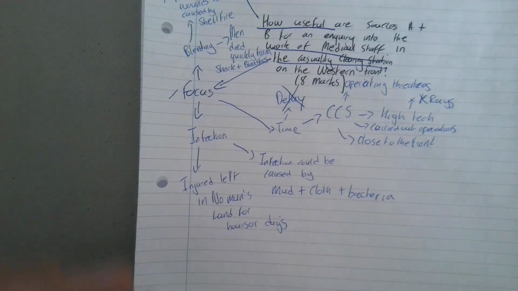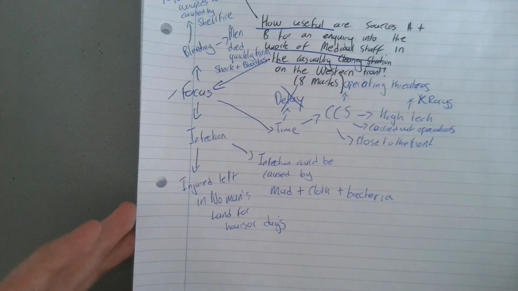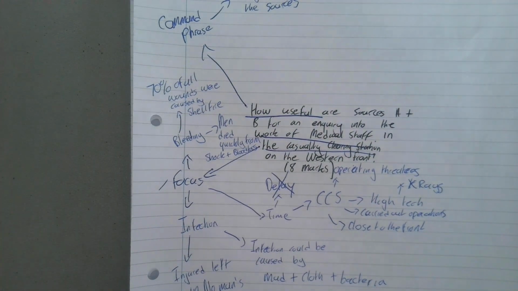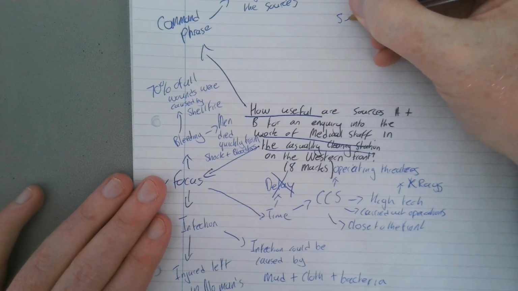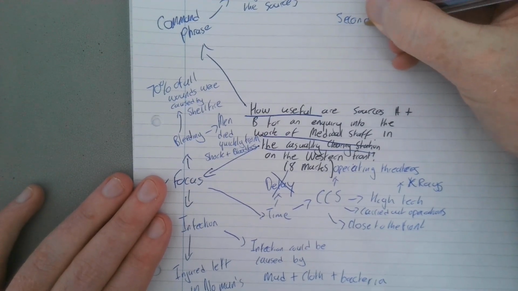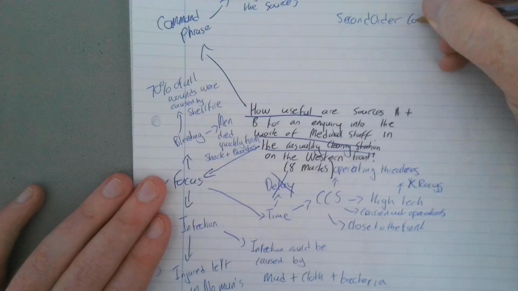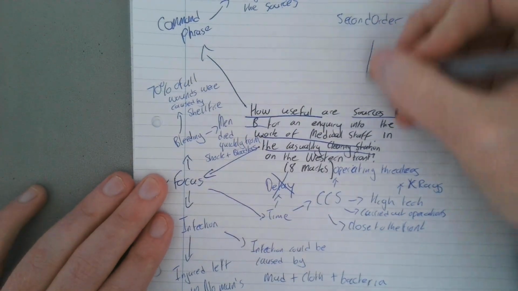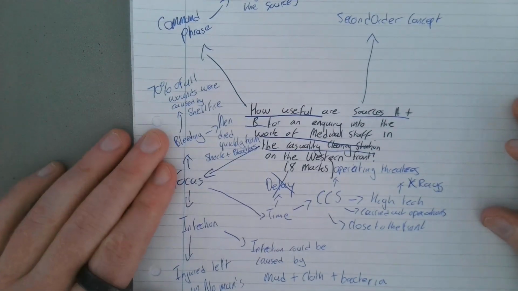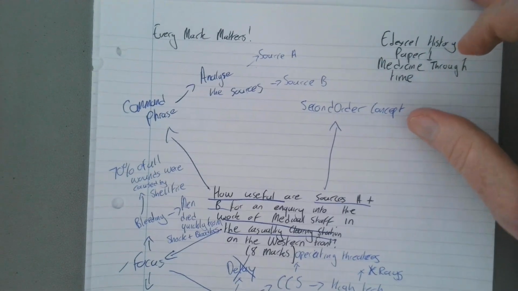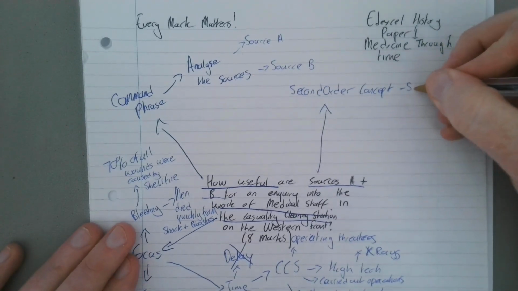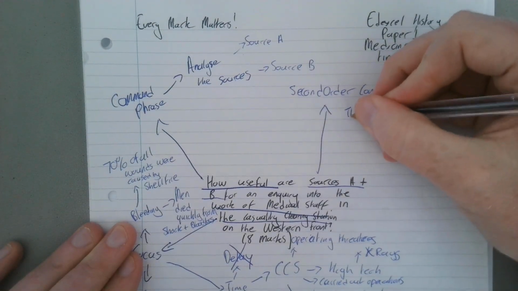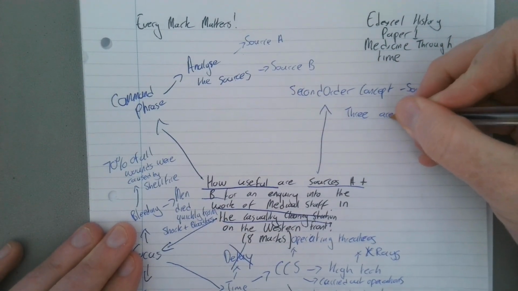Over time, we're going to build up knowledge around these terms. The final key to our puzzle here is what we call the second order concepts, and our second order concept is sources A and B. I just really want to make something clear. When we are analysing sources, we are analysing three areas of knowledge.